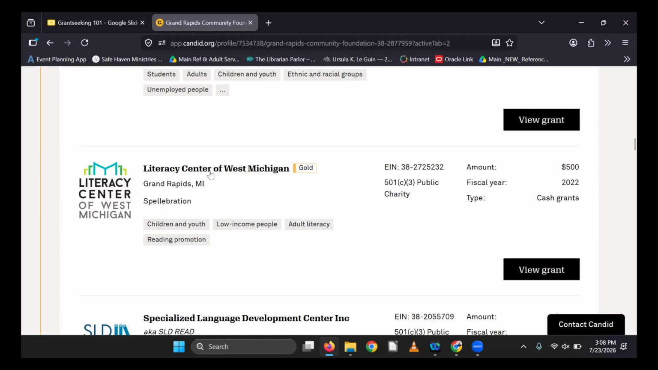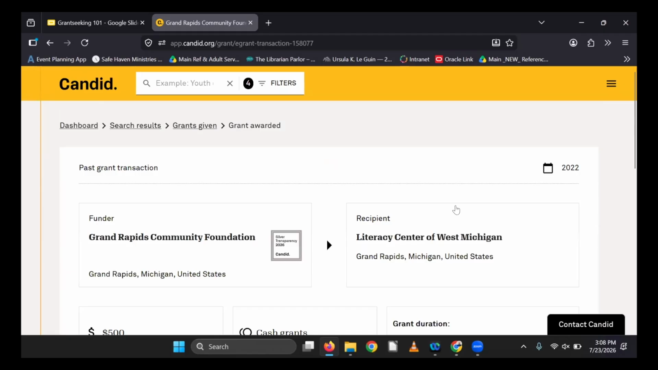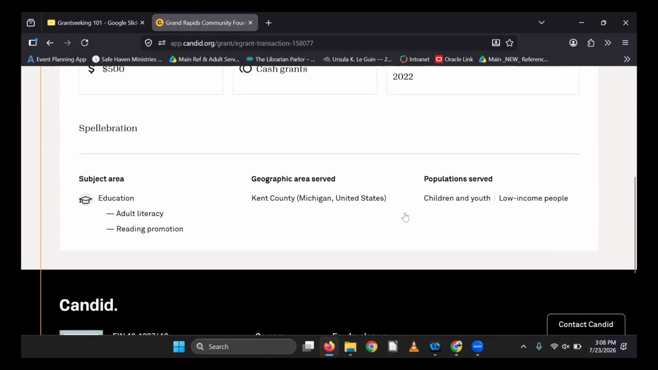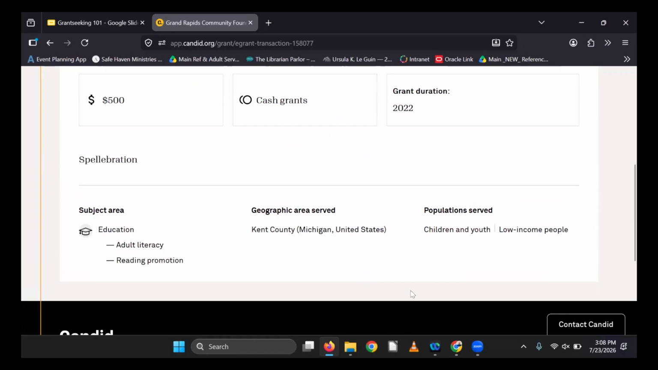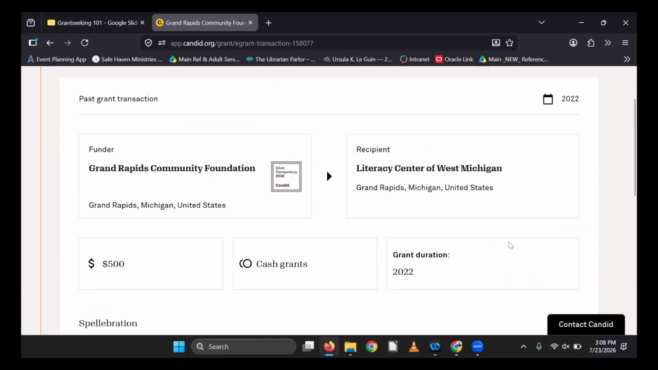But as you can see, the Literacy Center was given money in the amount of $500 in fiscal year 2022, and this was a cash grant. You can go in and view that grant and get a little more information about it in terms of we were looking at adult literacy and reading promotion in Kent County, and that was for children and youth and low income people. And then you can see, oh, well, the Literacy Center is particularly an organization that promotes reading for ESL students in the region. So where else have they gotten grants?